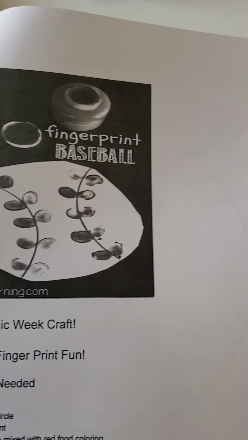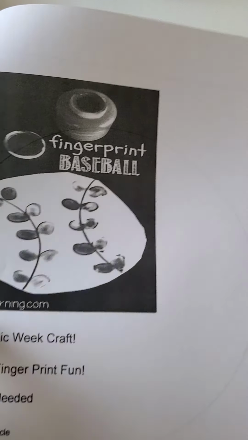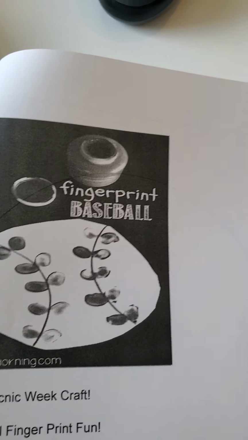Okay. There's over there. And here's another one. Fingerprint baseball. There's a baseball in the back, a circle. You could also use a paper plate if you want to. Make 2 lines like this and then take your finger and just make some dots with your finger to make the baseball seams.